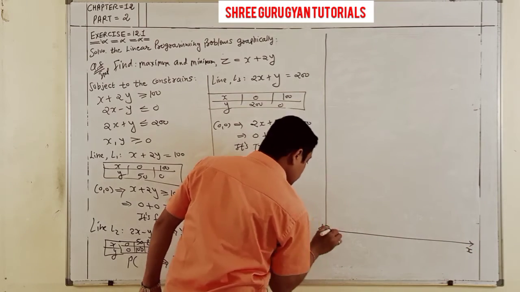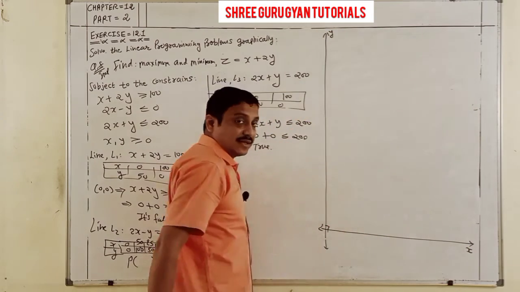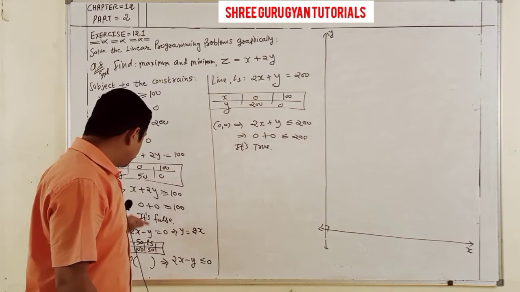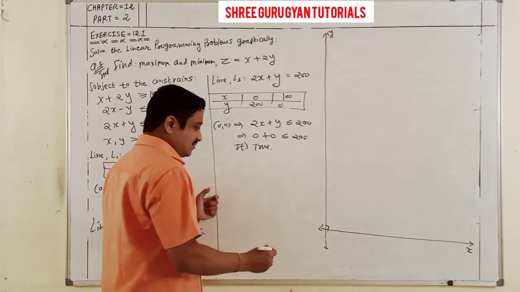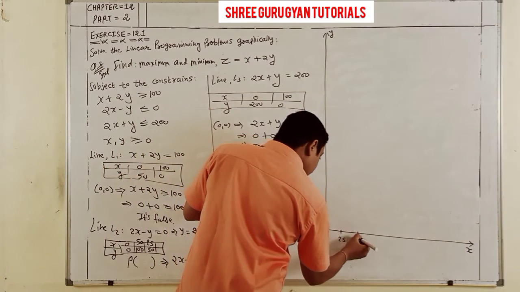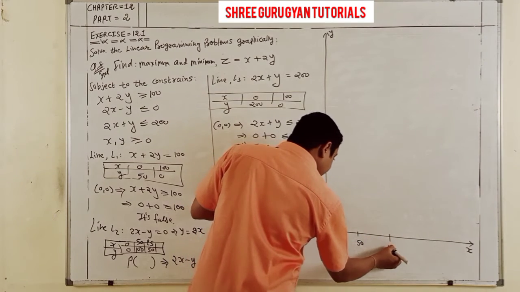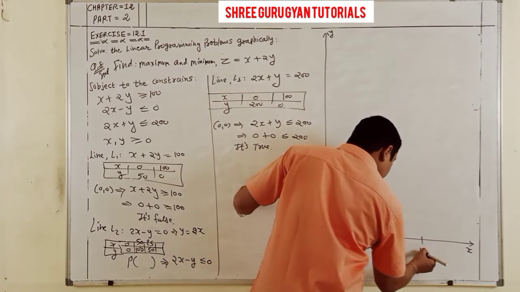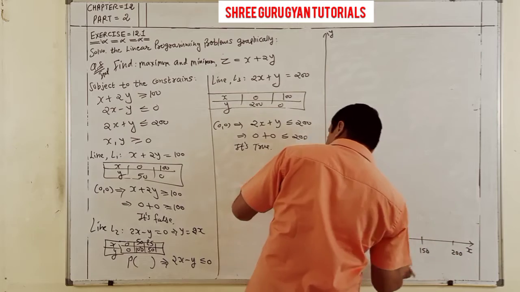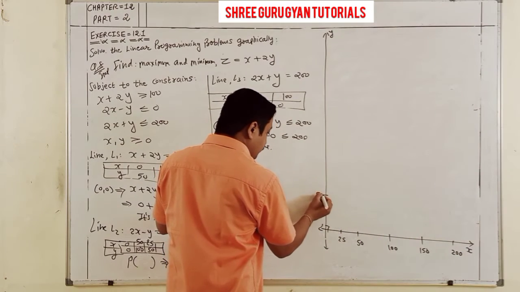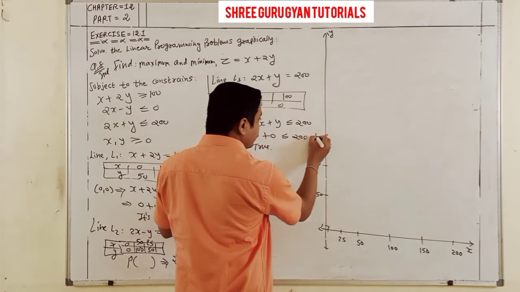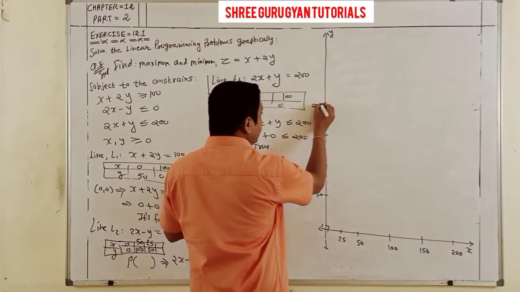X-axis, origin, y-axis. And your values are 100, 200, 50, 25. It's very simple. Here 25, here 50. That's the 100. Here 150. And here 200. Similarly, students, here 50, 100, 150, 200.